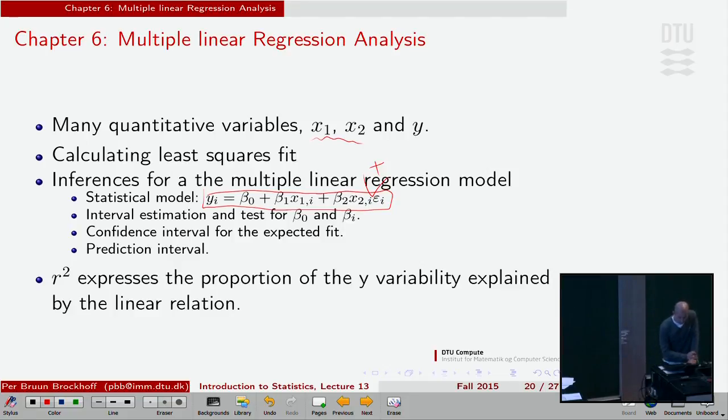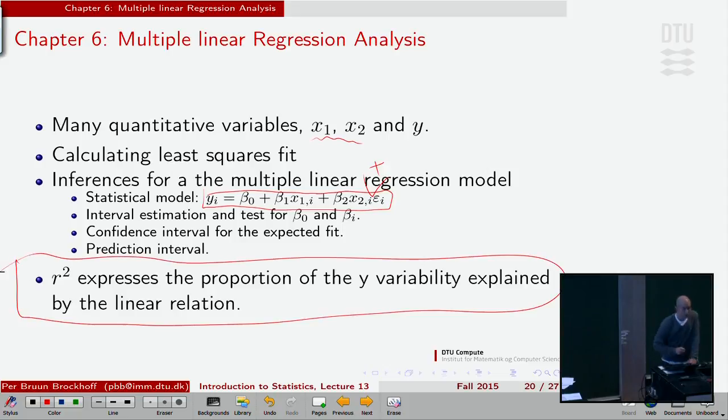We can do intervals, confidence intervals, prediction intervals, and still the R squared expresses the proportion of Y variability explained now by the x's we have. It's important interpretational-wise to think about what is the interpretation of a multiple linear regression. It is the effect of one x having corrected for the other one. So it's kind of a keeping the other one fixed interpretation, right? So beta 1 expresses the relation between x1 and y for the same values of x2, right?